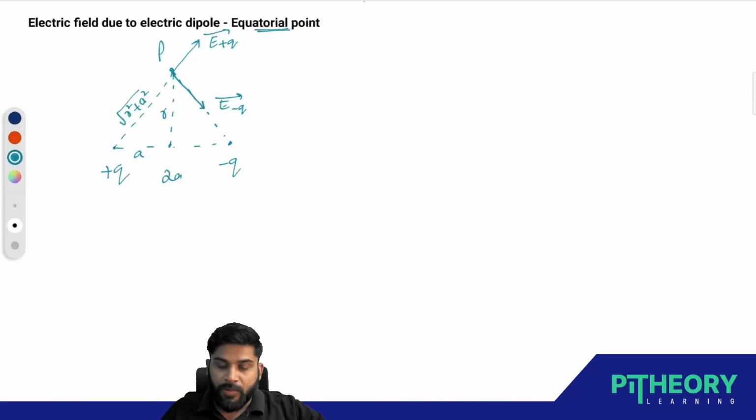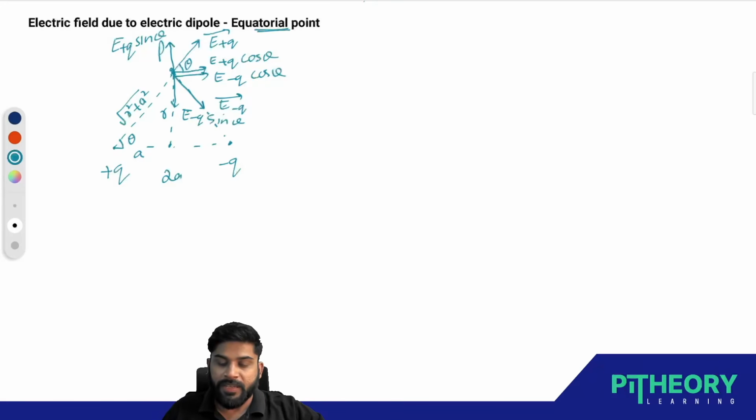Correct. So here, what I'm going to do, see here, this angle, if you take it as theta, I'm going to resolve this E plus q into two components. This will be E plus q. If this is theta, this angle will also be theta, correct? So this will be E plus q cos theta, and this will be E plus q sin theta, correct? The same way, E minus q also you resolve into two components. This will be E minus q cos theta, and this will obviously be E minus q sin theta, basically, correct?